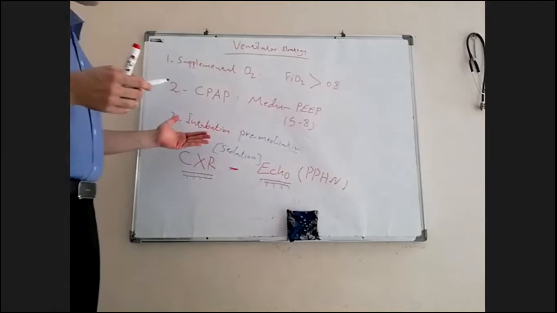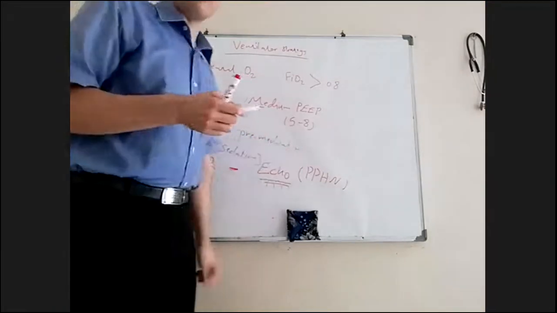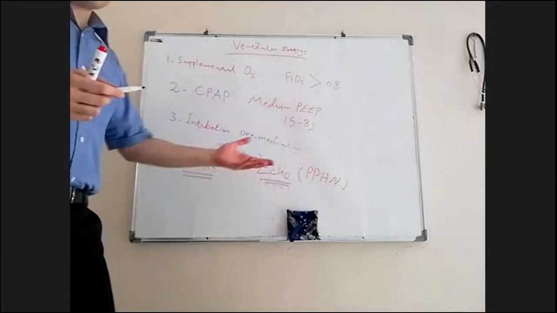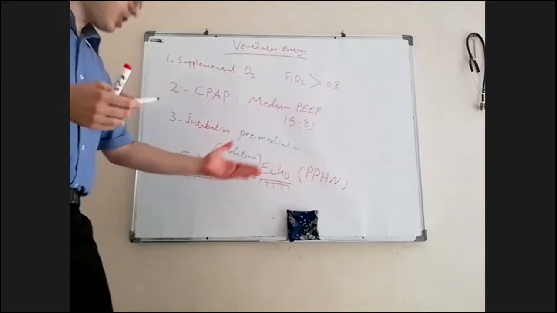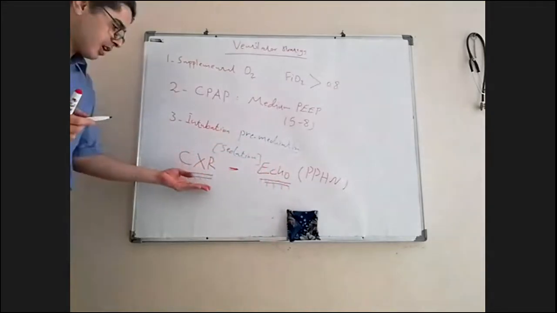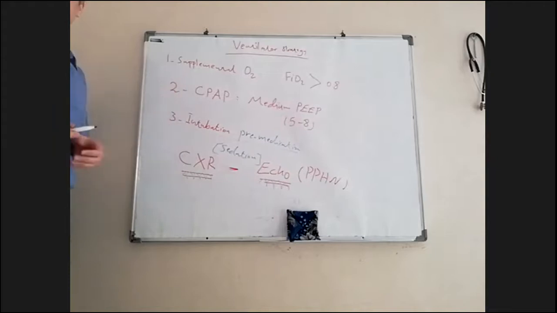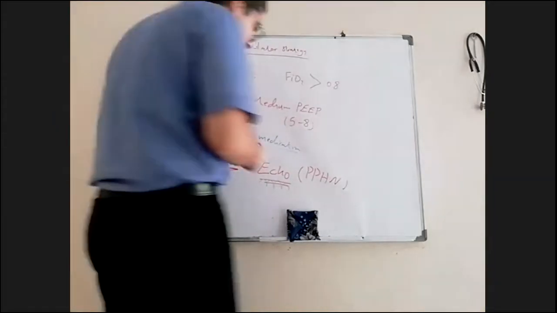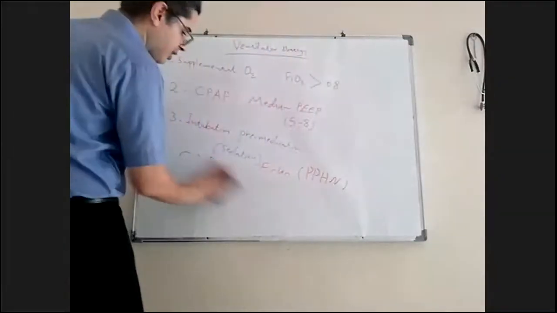I look at my X-ray, I look at my echo. So there's PPHN, there's no PPHN. This one is obstructive, this one is restrictive. So I know how to proceed with the strategy. So let's go see how to proceed with the strategy.